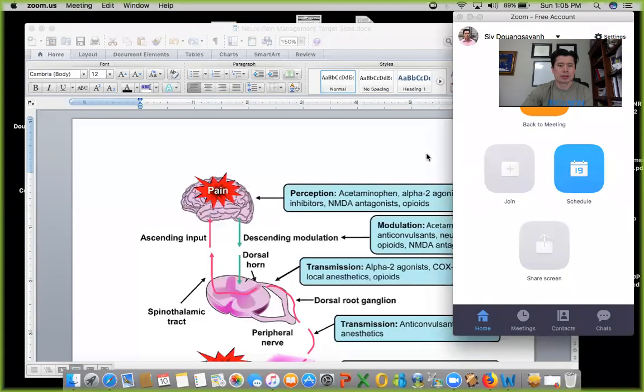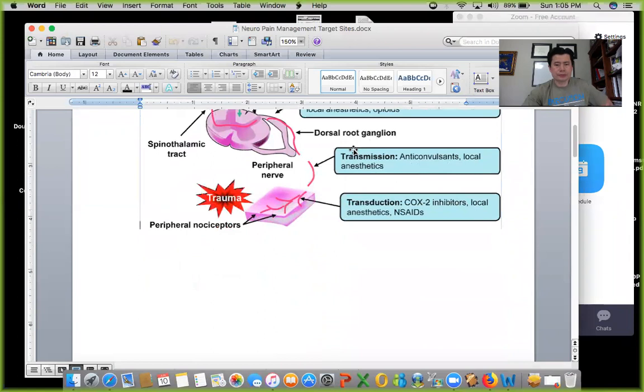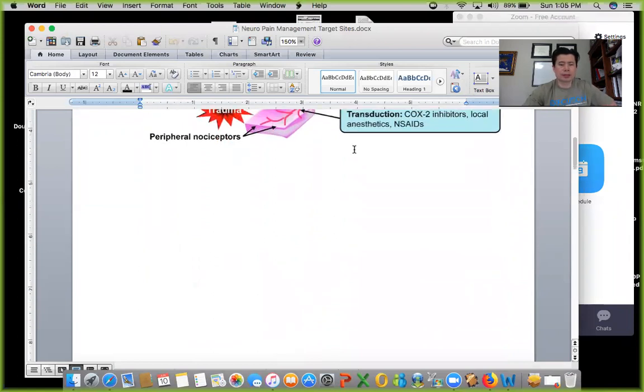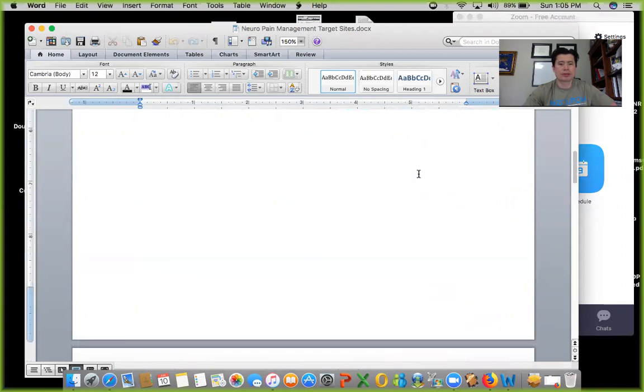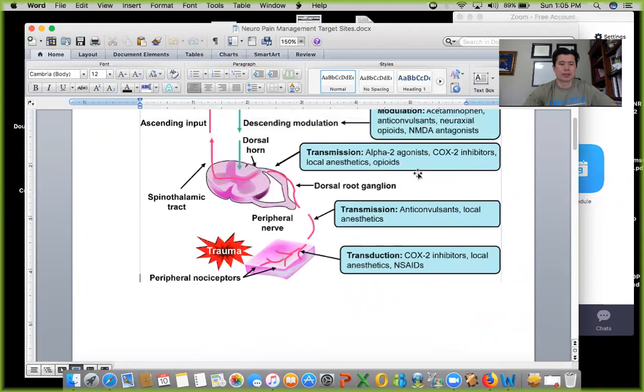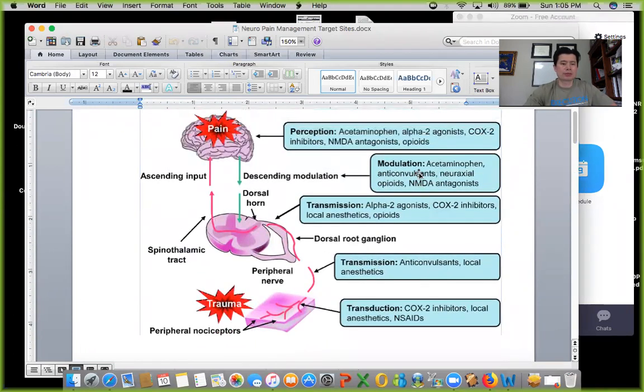So I'm going to share my screen. Here we go. Sharing the screen. Here's the neural pathways we're going to look at. So let's start from the beginning. Let me scroll down a little bit here. So we'll look at those drugs in a few minutes, but we'll start with the physiology of it. And like I said, I'll be looking at my notes as we're going through this module.